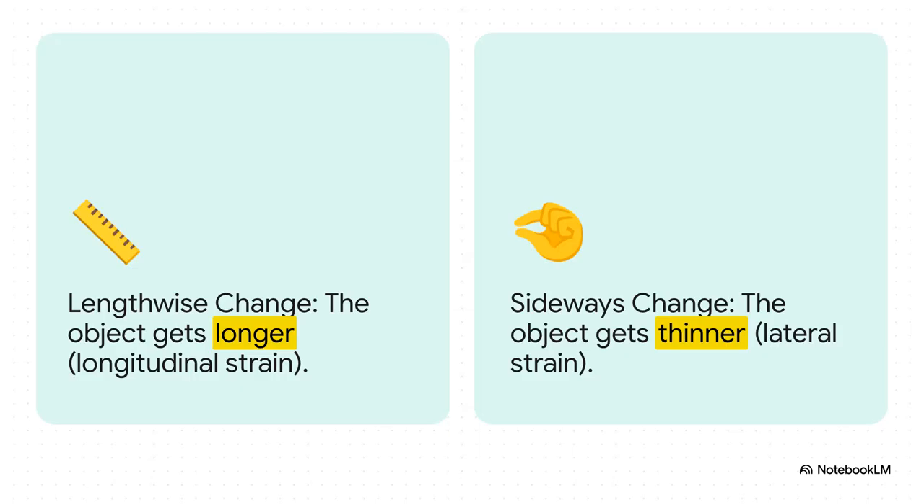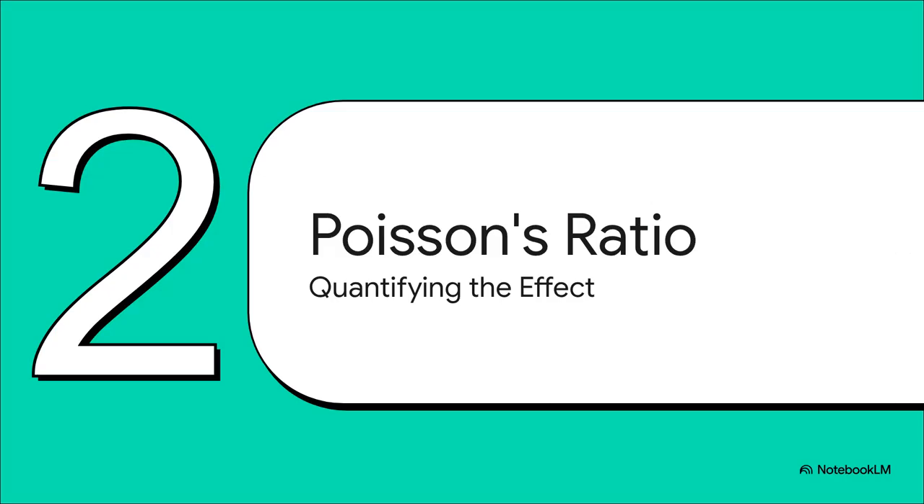Okay, so as you pull on something, you create what engineers call longitudinal strain. That's just a fancy way of saying it gets longer. But at the exact same time, it also experiences lateral strain, meaning it gets thinner in the other directions. And the reverse is true too. If you squish something, it gets shorter, but it also gets fatter. So if things get longer but also thinner, it just makes sense that there would be a way to measure the relationship between these two changes, right? And of course there is. That is exactly what Poisson's ratio does. It puts a number on this whole effect.